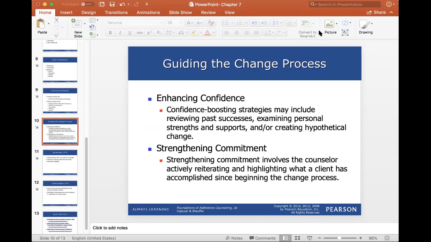Who were you when you first came in? What's changed since you started coming to see me? And usually they could find something that has changed, and they can see some growth, and that will automatically provide them with hope and motivation to continue to do the work.